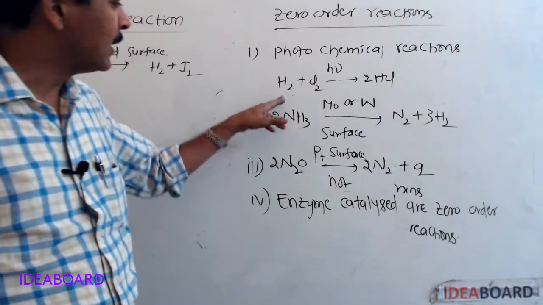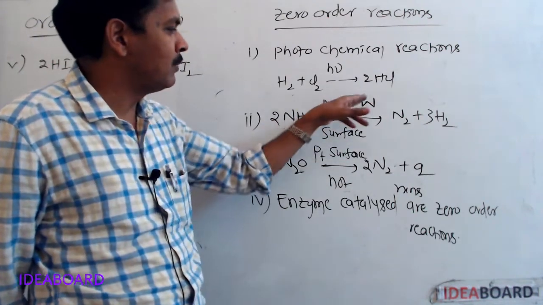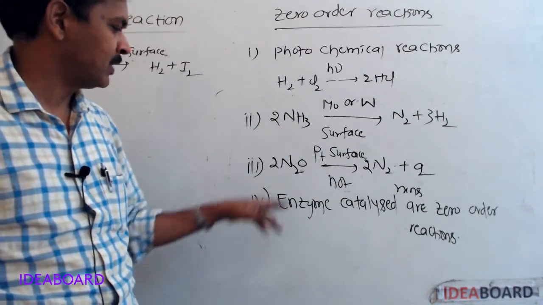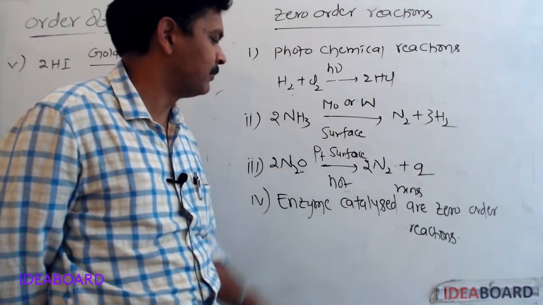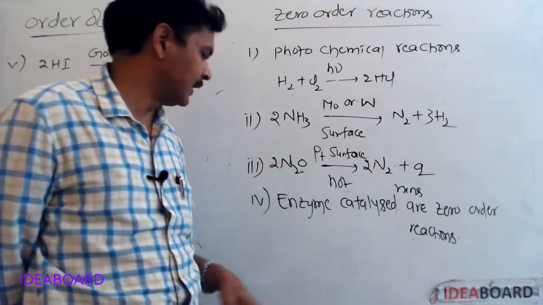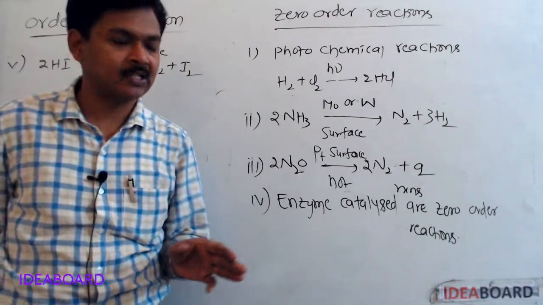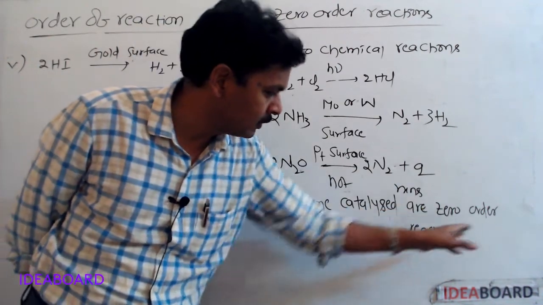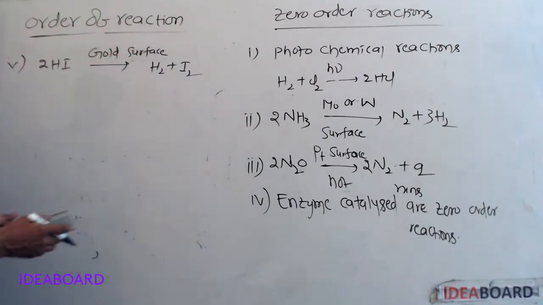Generally, decomposition reactions on metal surface. Decomposition of ammonia on molybdenum or tungsten surface follows zero order kinetics. Decomposition of laughing gas, N2O, which is called laughing gas. Decomposition of nitrous oxide on hot platinum surface, N2 plus O2 are formed. It also follows zero order kinetics. Decomposition of HI on gold surface follows zero order kinetics. Enzyme catalyzed reactions are also zero order reactions. These are the examples for zero order reactions.